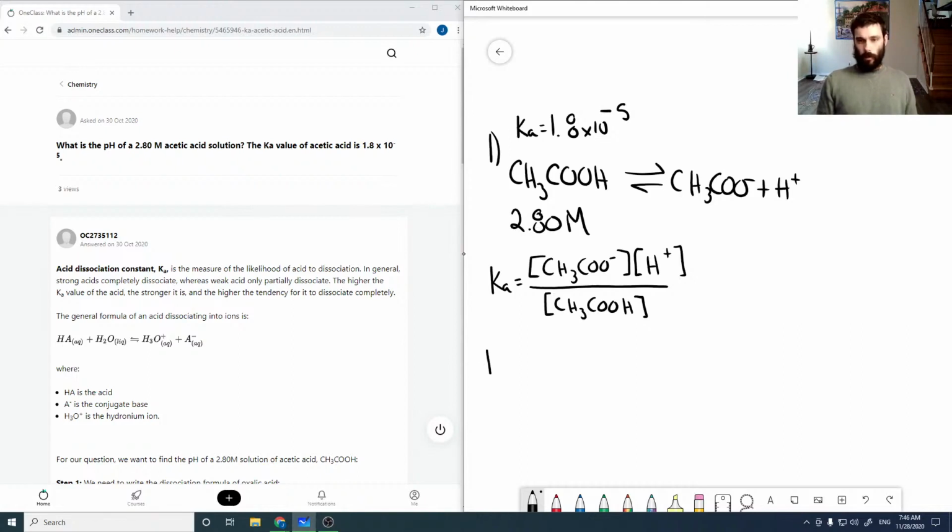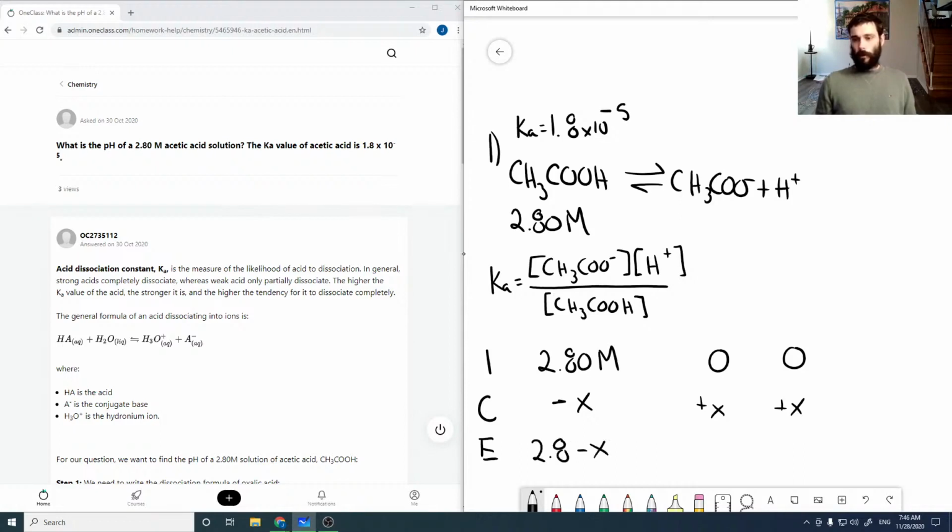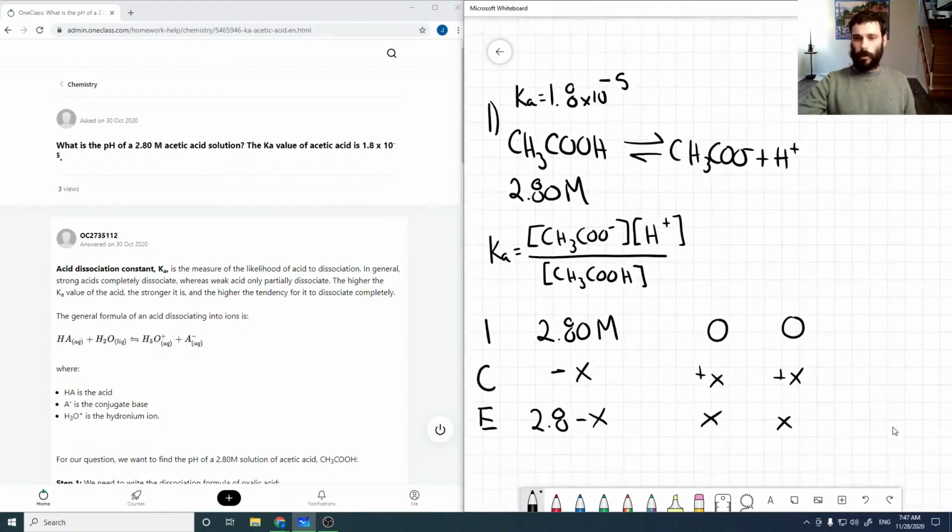find that, we can use our ICE table where we have initially 2.8 molar CH3COOH and zero of the other two. Our change is going to be minus X. So for each mole that we use up of CH3COOH or acetic acid, we're going to produce a mole of each. So it'll be plus X, plus X. And so then at equilibrium, and I'm just gonna cut out the unit here just for clarity, those are gonna be our equilibrium concentrations.